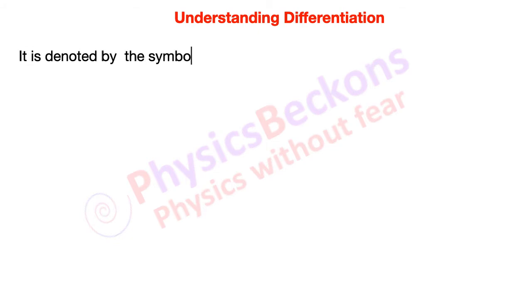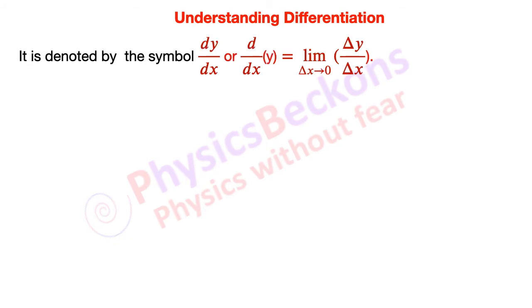We write the differential of y with respect to x as dy by dx, which is the limiting value of delta y by delta x as delta x approaches 0. Mark the words clearly: approaches 0 but never 0. As close to 0 as possible, but it should never be 0.